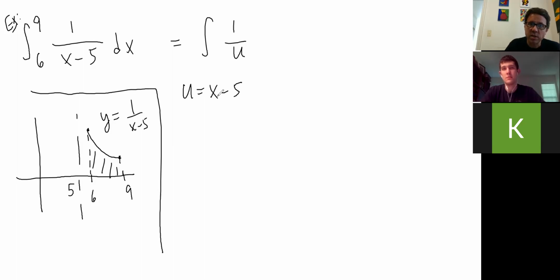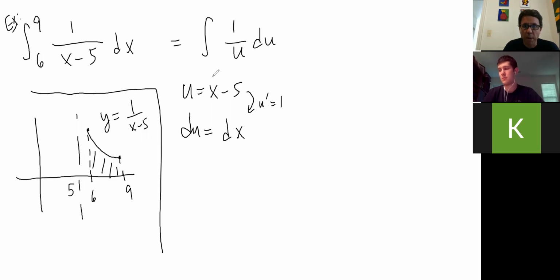du is the derivative of this thing. So if I did the derivative u prime, I would get 1, and then I multiply it by dx, so I just get 1 times dx, which is dx. So du and dx are the same. But here's the point: these bounds, the 6 and the 9, correspond to x. So the 6 and the 9 correspond to x.